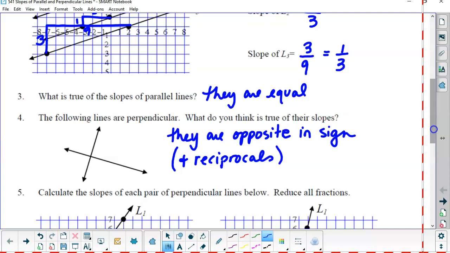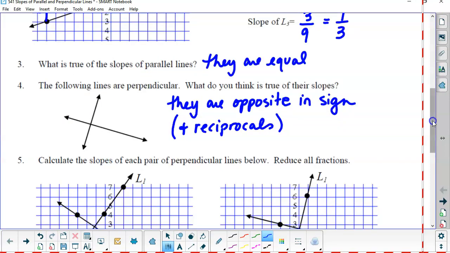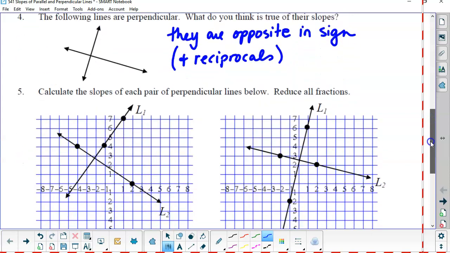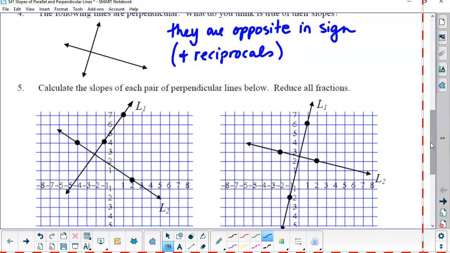Okay, so here we're going to do some calculations. These are perpendicular lines. Notice how the grids are perfect, they are squares, not rectangles. So the scale is equal and they're squares. Basically it does look like they meet at 90 degrees. If you got a protractor out, you could measure it as 90. It says calculate the slope.